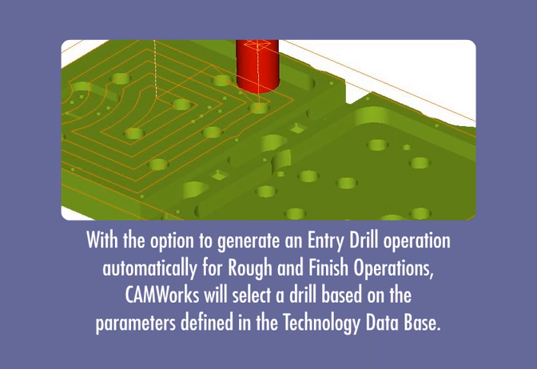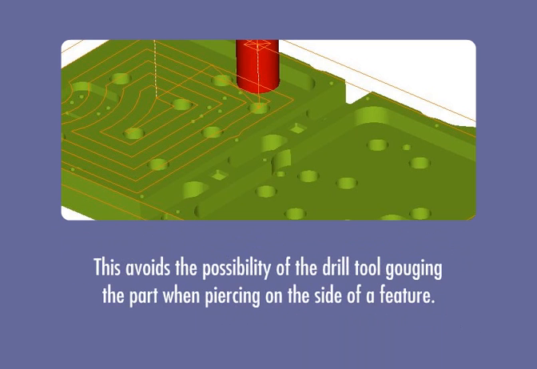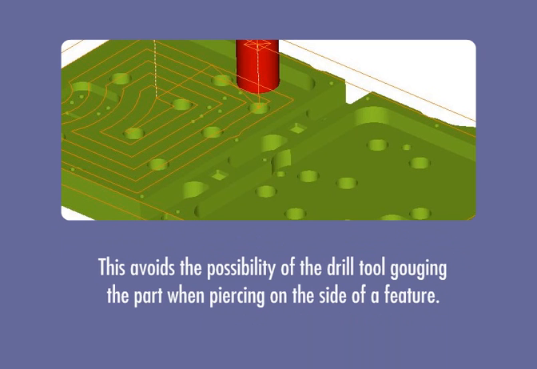With the option to generate an entry drill operation automatically for rough and finish operations, CAMWorks will select a drill based on the parameters defined in the technology database. This avoids the possibility of the drill tool gouging the part when piercing on the side of a feature.